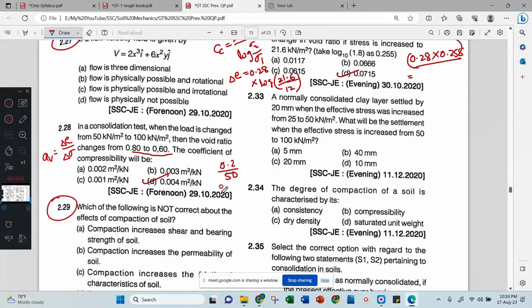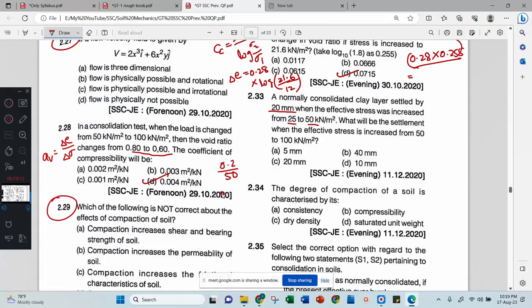See here, they are talking about what? Consolidation settlement. A normally consolidated clay layer settled by 20 mm when effective stress was increased from this to this. Then what will be the settlement when the effective stress is increased from 50 to 100? Okay, done. Look at it.